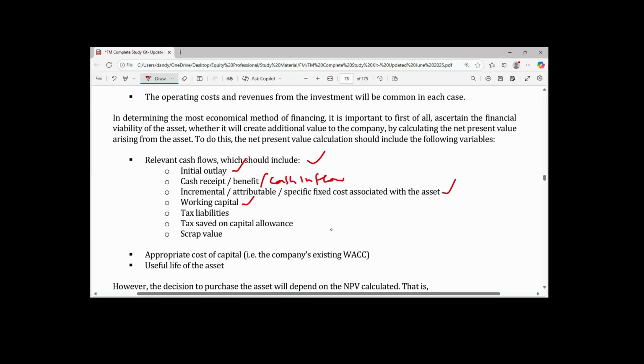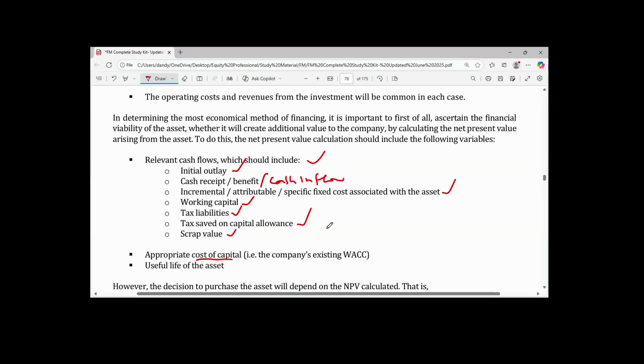Is there any tax? Are you given tax liability that you need to pay? Then you consider tax liability. Any tax saved on capital allowance? All those things that you normally do to calculate your NPV is what you are going to do here. Then, of course, the next item will be the appropriate cost of capital. In this case, the appropriate cost of capital will be the company's WACC, so use the company's weighted average cost of capital. Then the last one is the useful life.